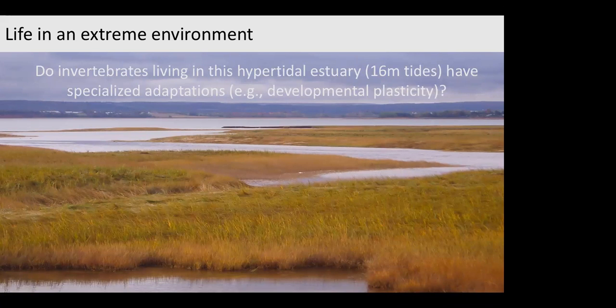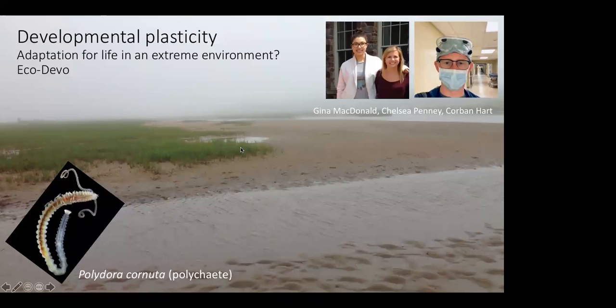And as Tamara mentioned, I'm a developmental biologist. I'm not an ecologist. One thing I'm really interested in is developmental plasticity. Developmental plasticity is the capacity for species to change the way they develop in different environments. It's called eco-devo in some worlds, how development is influenced by the ecology of a species.